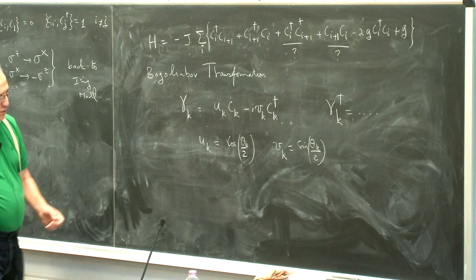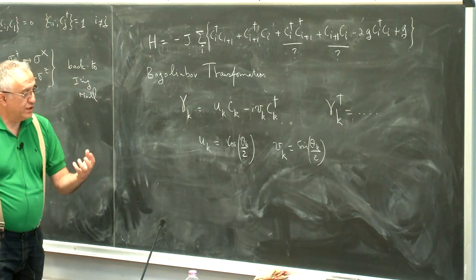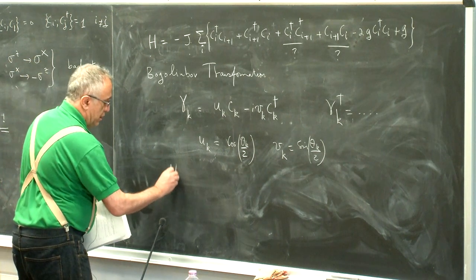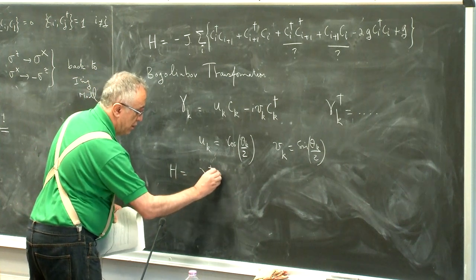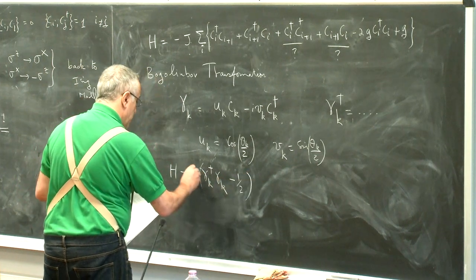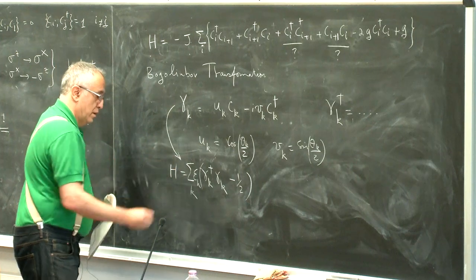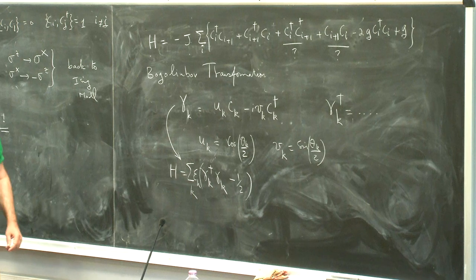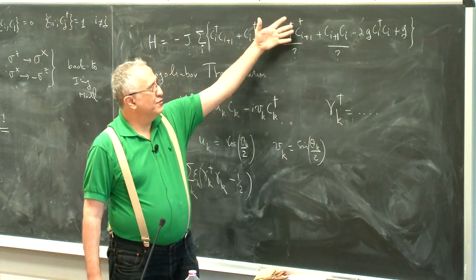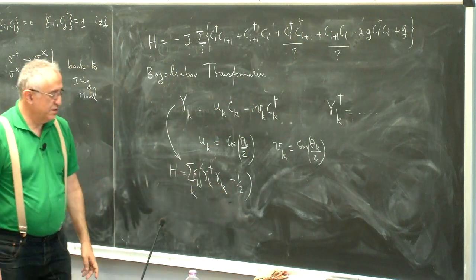And if you now choose theta_k carefully, you can end up with the correct shape for the gamma operator, for the gamma Hamiltonian. You can see that this is a quadratic form, and therefore the fact that I can find a transformation to transform it into this shape is not strange.